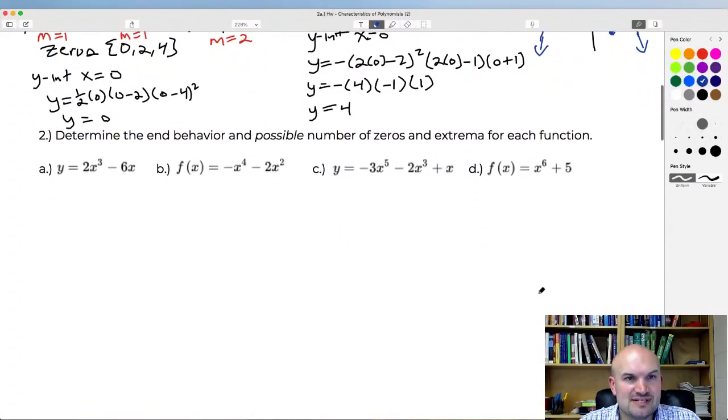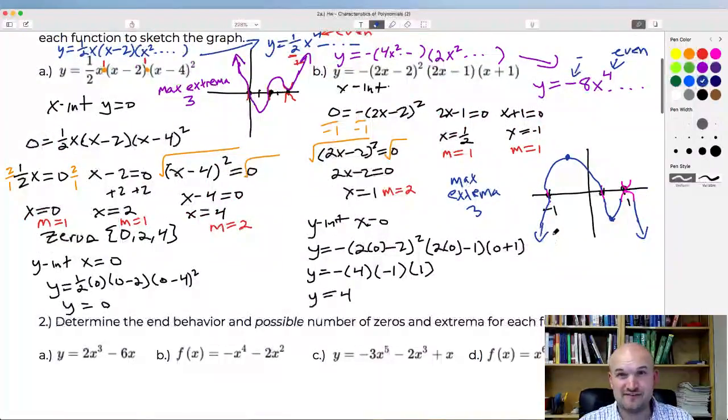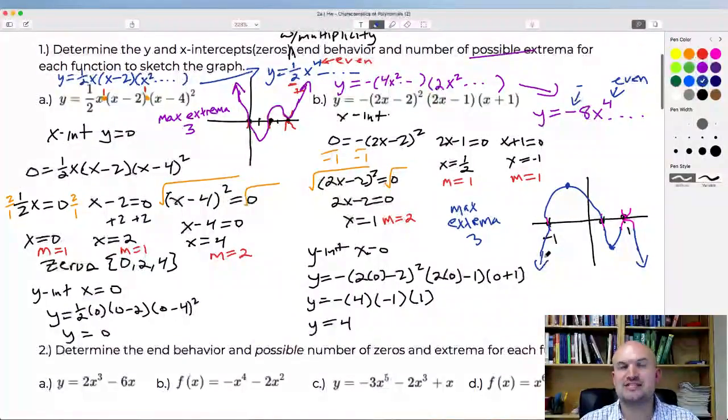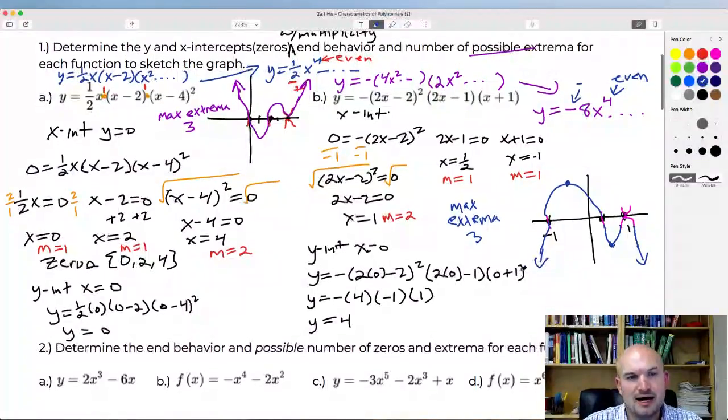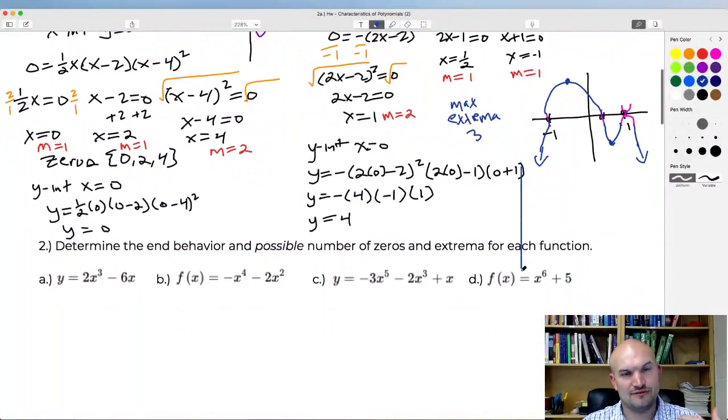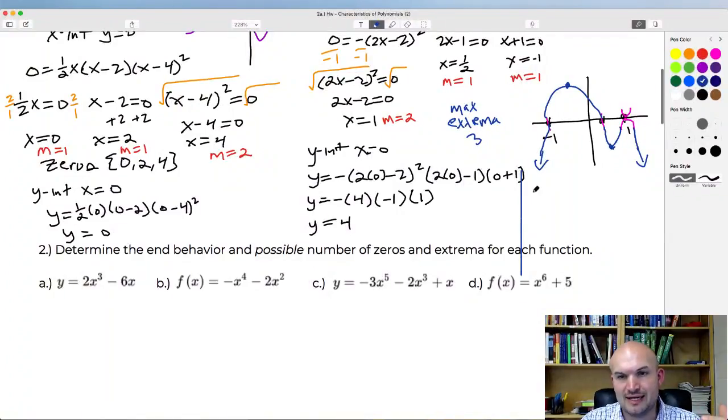All right, so that was in factored form, and factored form is very, very important and helpful for us, especially when we're looking at understanding the behavior of the graph in regards to zeros and multiplicity. However, what we will find out for the rest of this chapter is not always are we going to have things in factored form.